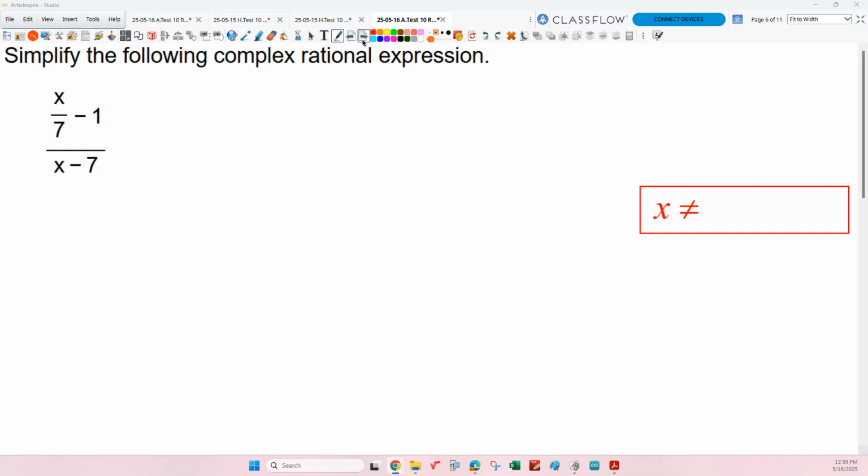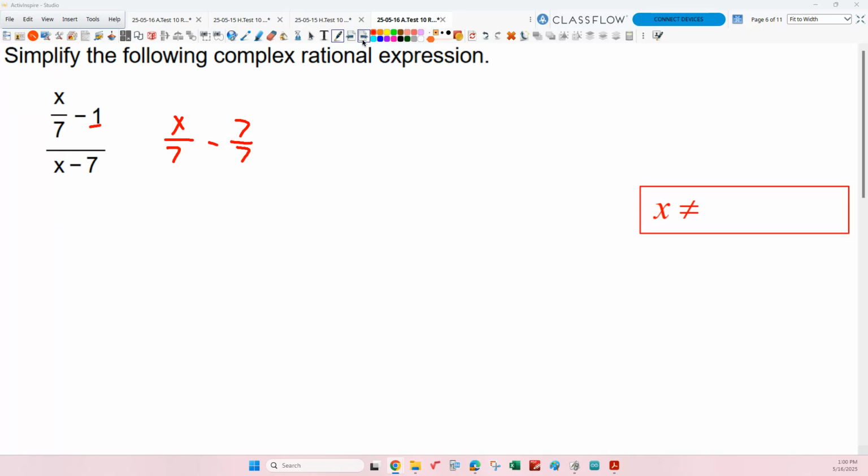Times 1 over 7. Well, not 1 over 7. Not 7 over 1. We're not doing anything to that first fraction. That's staying the same. We're changing the 1 so it has a denominator of 7, right? So 7's in the bottom. What has to be on top to give us 1? 7, right? Anything divided by itself is just 1.